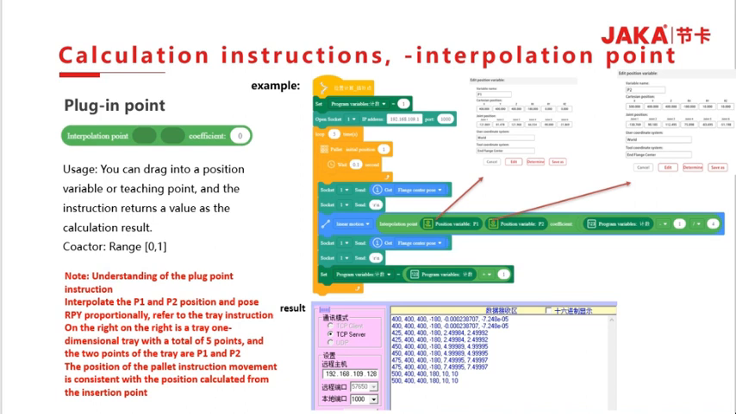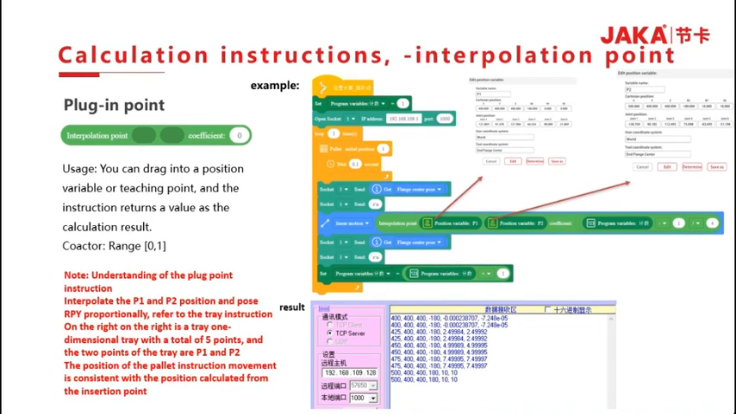Understanding of the interpolation point instruction. Calculate the position between P1 and P2 according to the proportional difference. Refer to the palette instruction. The palette in the right picture is a one-dimensional palette with a total of 5 points. The 2 points of the palette are P1 and P2. The position of the palette movement is consistent with the result of the position calculated by the interpolation point.